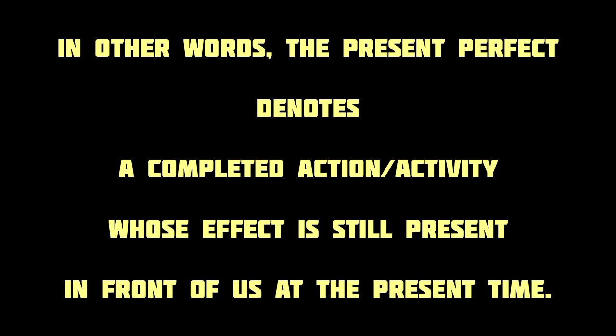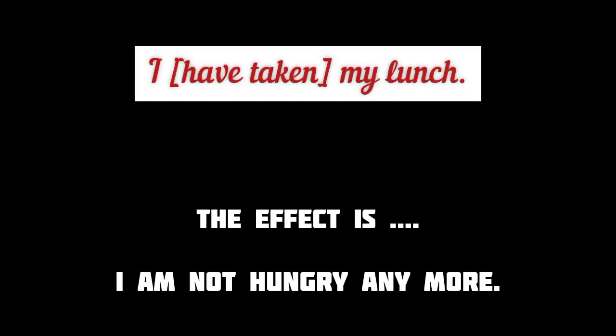In other words, the present perfect denotes a completed action or activity whose effect is still present in front of us. So in a nutshell, if an action was completed in the past and its effect is still present in front of us, if it is still important at the present time, we use the present perfect tense to express it. Generally speaking, the present perfect indicates a completed action of the recent past whose effect is still important at the present time.